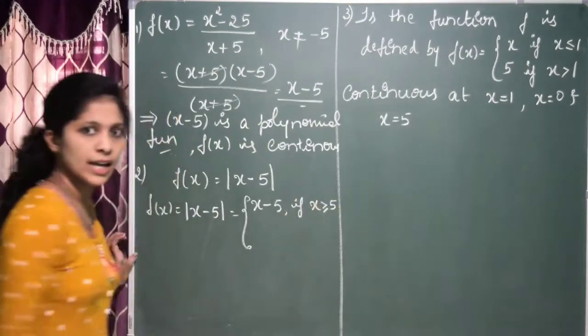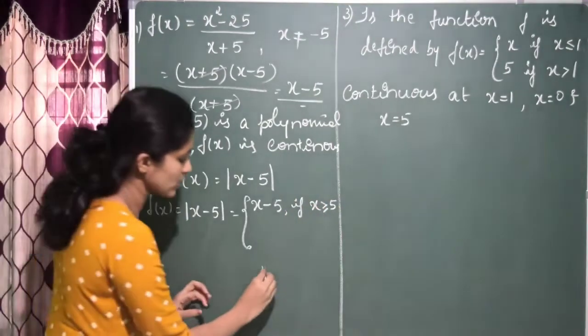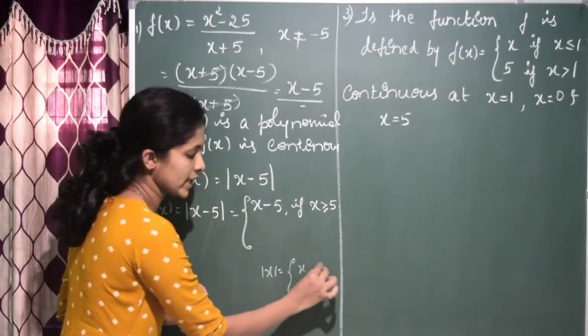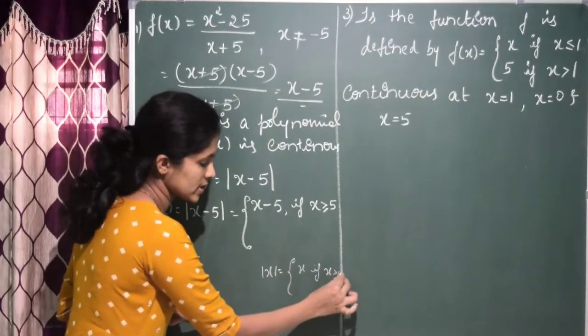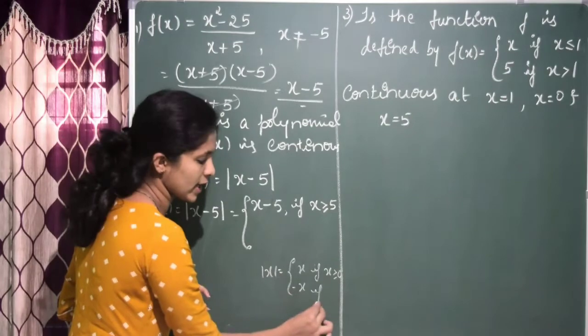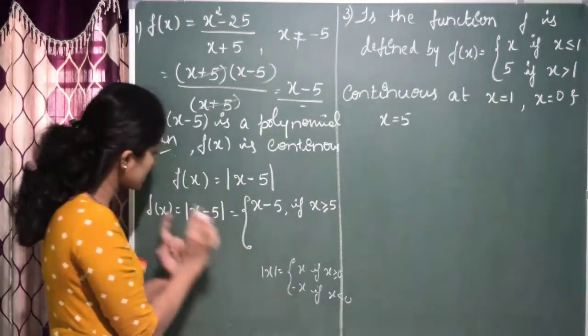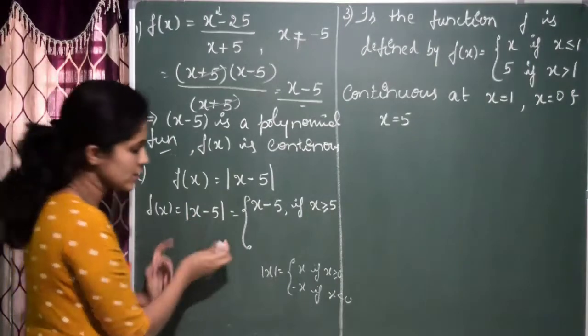You know this one. Mod x is defined as x if the value of x is greater than or equal to 0, and this will be minus x if the value of x is less than 0. Here, in the place of x, we have x minus 5, right?